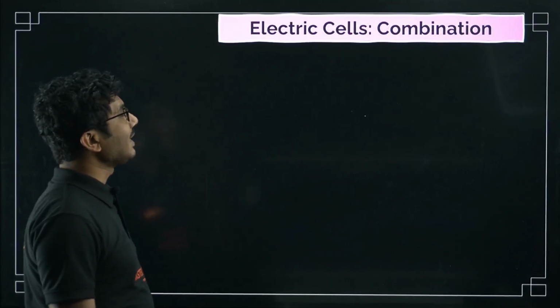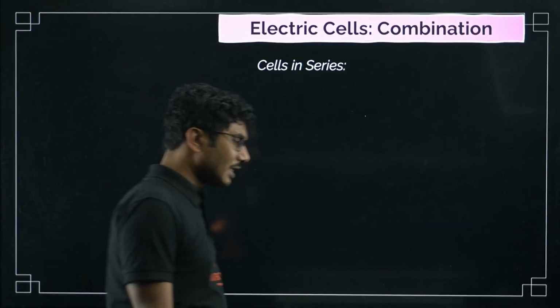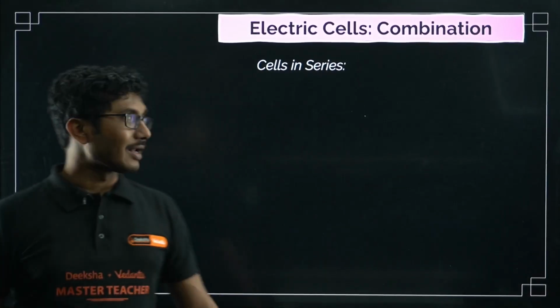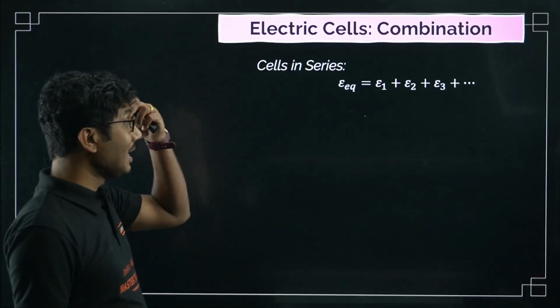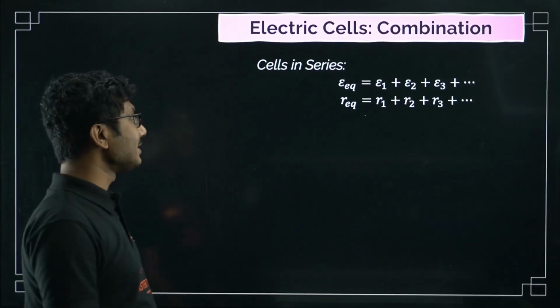Now let's move on to the electric cells combination. So we have two combinations of cells, like resistors. First is cells in series and the second is cells in parallel. Cells in series is basically simple. You add all the EMFs, you add all the internal resistances, and you get cells in series.